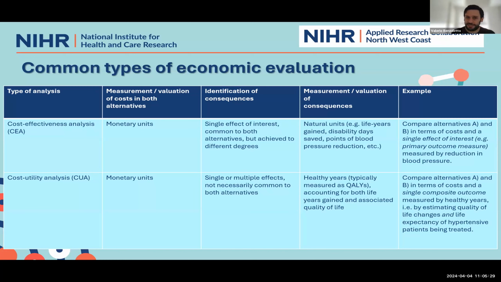With cost-utility analysis, instead, we are looking at a single or multiple effects, not necessarily common to both alternatives, but there's still some relevance attached to both alternatives. Typically, these single or multiple effects are measured by healthy years, which are, again, typically measured by QALYs, quality-adjusted life years. And if you have never heard of QALYs, I will explain a bit more in the next slide what they are. Well, I presume some of you will have seen QALYs in some papers or research articles.